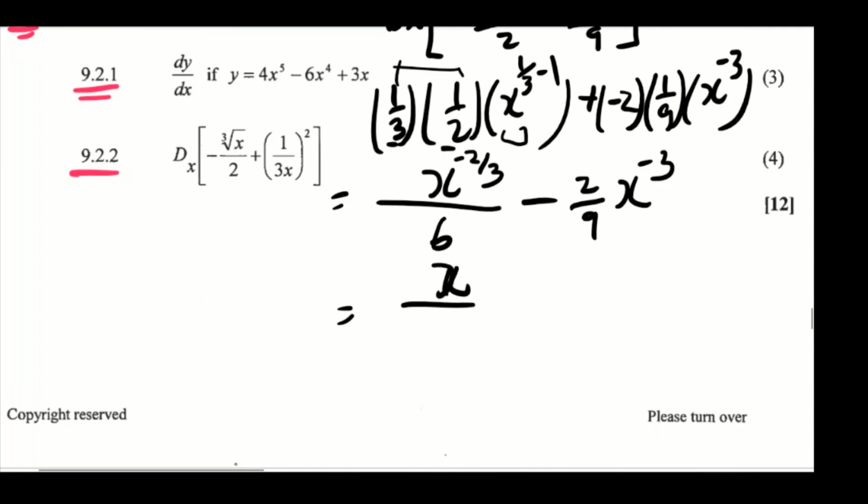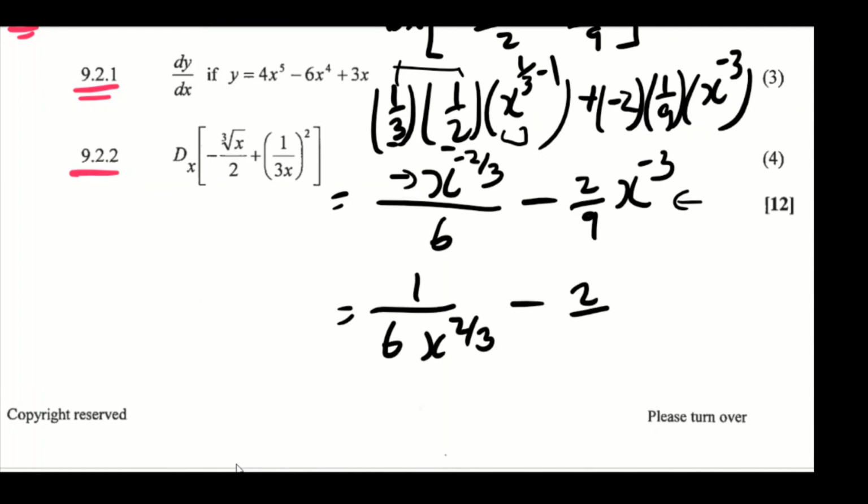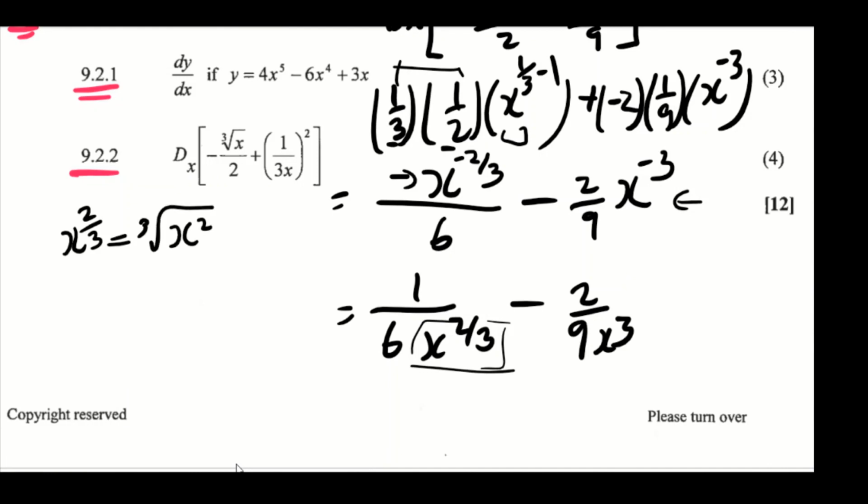It's going to be, so because we want to write down in positive exponent, I'm going to drop this at the bottom and also this at the bottom. So it's going to be 1 over 6 x to the power of 2 over 3 minus 2 over 9 x to the power of 3. So you can leave it like this if you want, or you can put this inside the root, which if you were to write it in root form, it's going to look like this, cube root rather. So let's just leave it here for now. And yeah, done with this question.